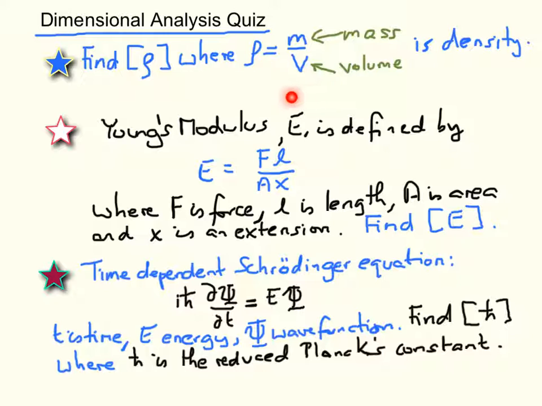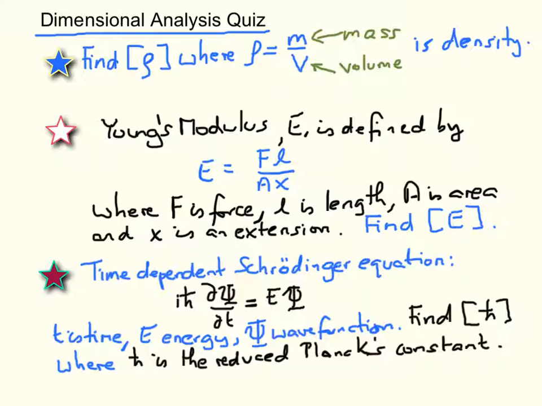Density is defined in this way. What are the dimensions of density? The second one is about Young's modulus, defined through this equation. The terms are defined here. Find the dimensions of Young's modulus.